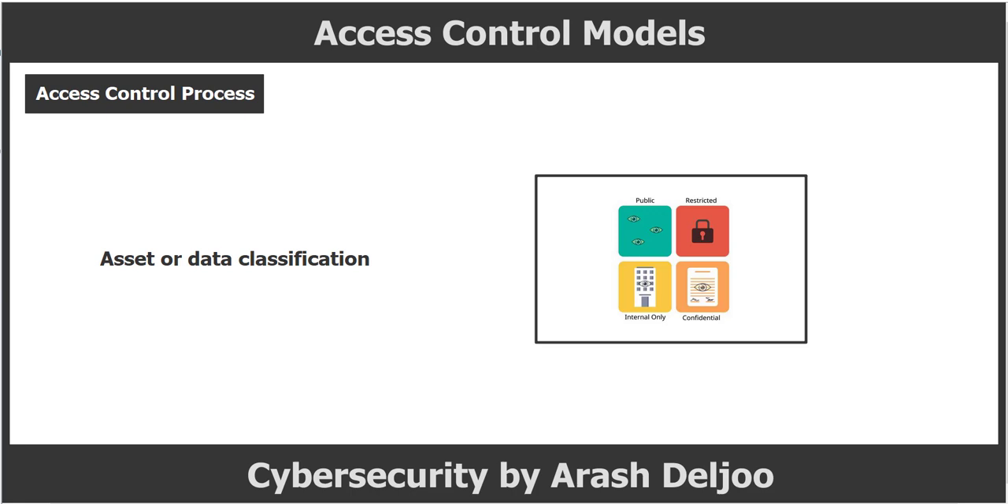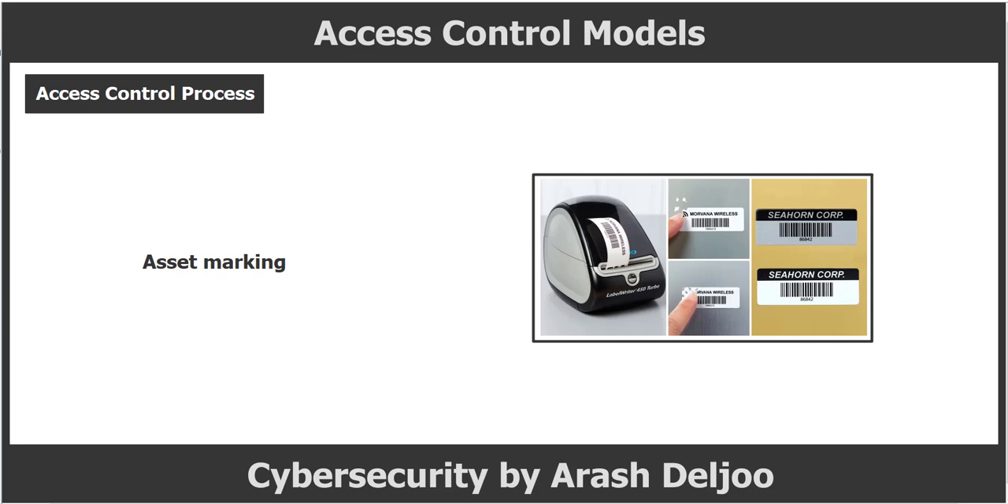The following list highlights the key terminology related to the access control process. First, asset or data classification. This is the process of classifying data based on the risk for the organization related to a breach on the confidentiality, integrity, and availability of the data. The next key terminology is asset marking, and it is the process of marking or labeling assets or data so that its classification is clear to the user.